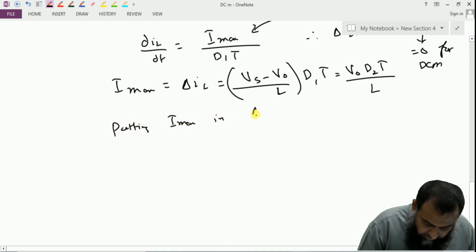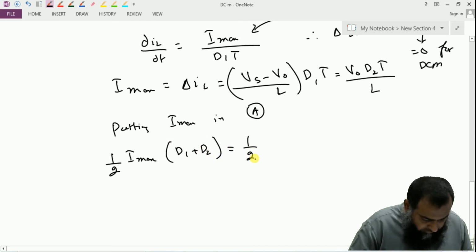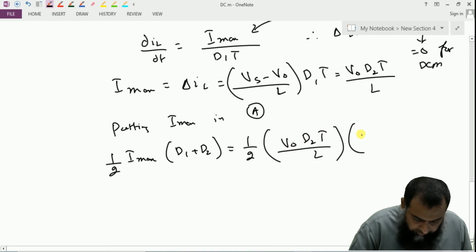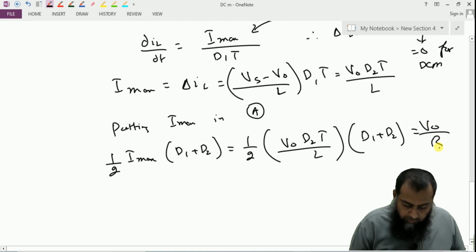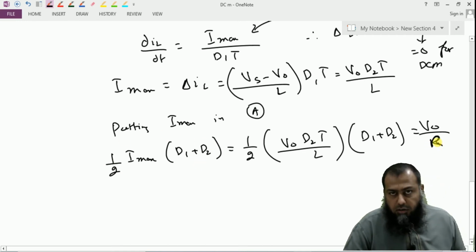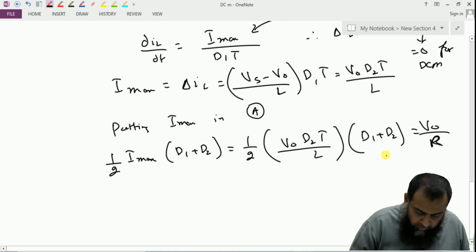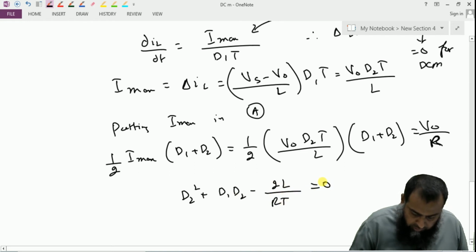Putting the I max equation in A, we have half of I max into (D1 plus D2) equal to half into V naught D2 T over L into (D1 plus D2), which is equal to V naught over R. This half of I max into (D1 plus D2) is the average value which flows through the load resistance R. From this equation it comes out to be D2 squared plus D1 D2 minus 2L over RT equal to 0.